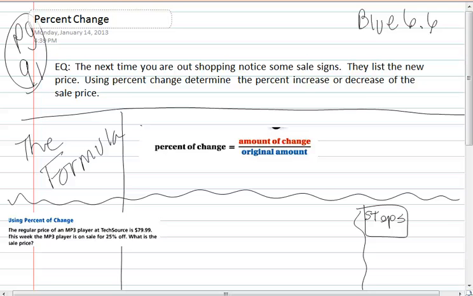Hello, good evening. Today we are doing percent change. You want to have your EN open to page 91. This is chapter 6.6 of your blue book.